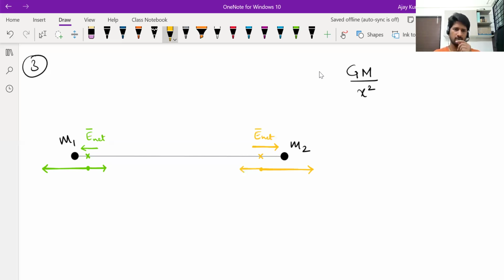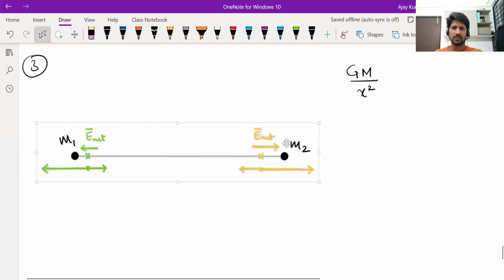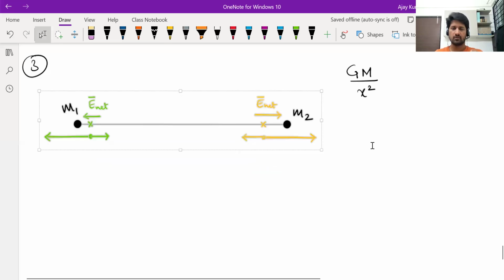Is this clear to all of you? Are you all able to understand this? You can ask if you have any doubt.